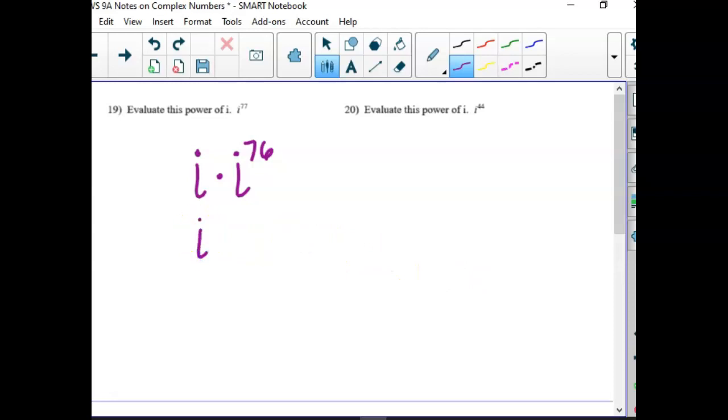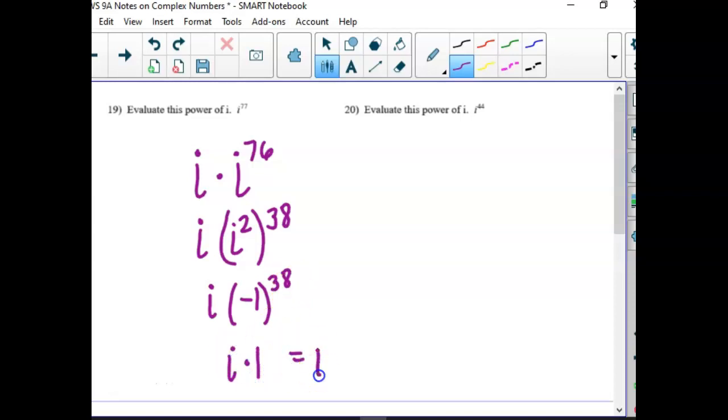Okay. Now we're going to divide this by 2. And i squared, let's see, 2 goes in there. I want to say 38. Is that right? Anybody checking me out? Okay. And an i squared, you've memorized, is -1. So what is -1 to the even power? Just 1. So I have i times 1, which is just 1i.